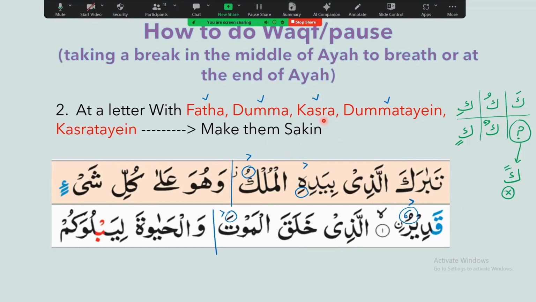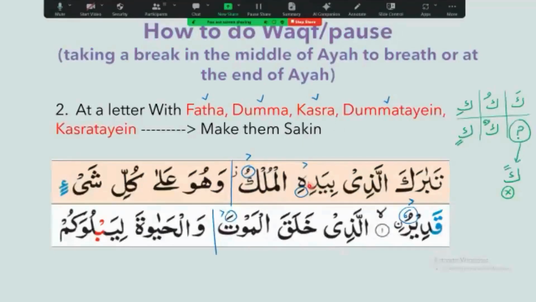And then let's see with kasra as well. For example, if you say تبارك الذي بيده, at the end here on ha there is a kasra. So we change that to sakin and we say biyadihi. We change ha kasra with ha sakina.